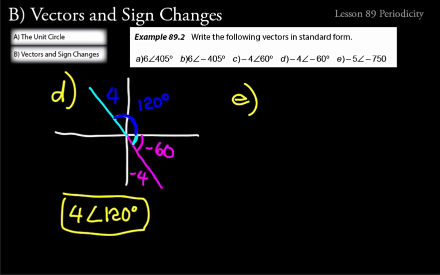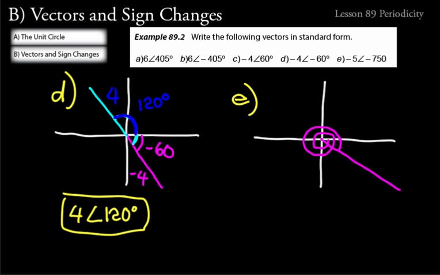Minus 5 angle minus 750 degrees. So got a coterminal angle to deal with there for sure. And let's just go ahead and locate that first. So we're going clockwise. We go around 360. We go around again. That's going to be 720. We still have 30 degrees to go, right? So we're going to be down here somewhere. Minus 30 degrees is what that looks like as a coterminal angle to the minus 750.